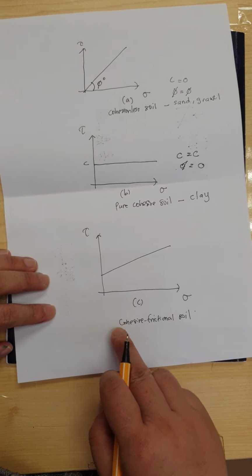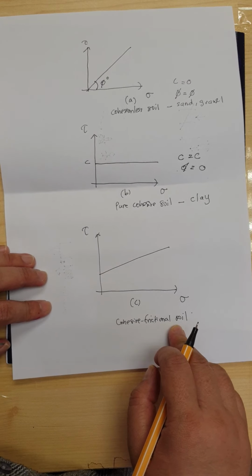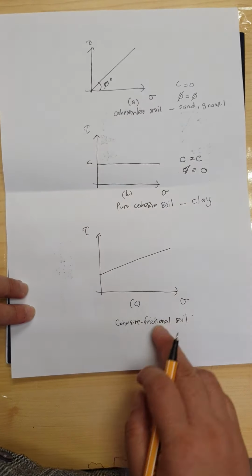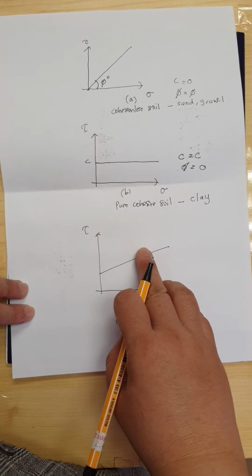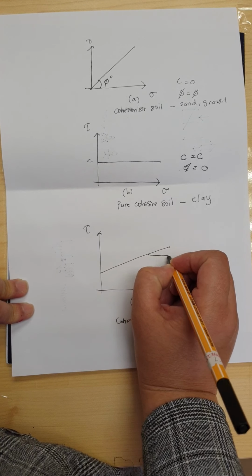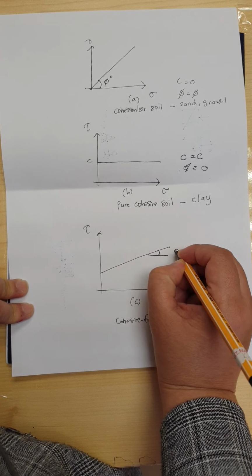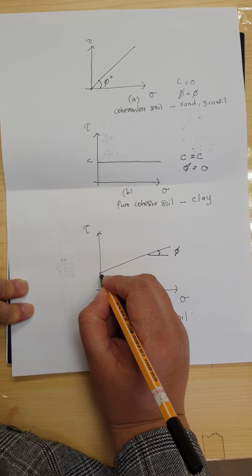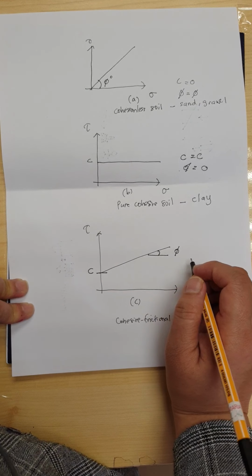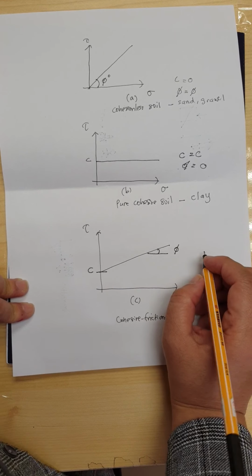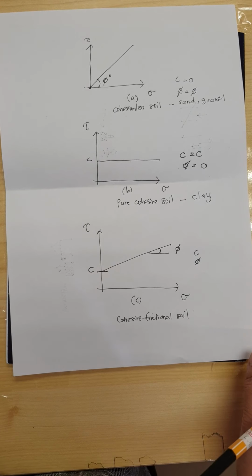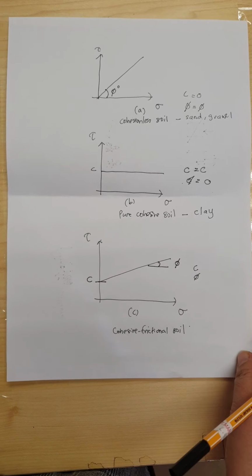The last expression is cohesive frictional soil, and in this case it has both characteristics: the characteristic of cohesionless soil and the characteristic of pure cohesive soil. With the same explanation, if you get this kind of graph, you will find the value of friction there, and you can find the value of cohesion there. So you can get the shear strength parameters, which are c and phi. That is the theoretical part of the lecture.